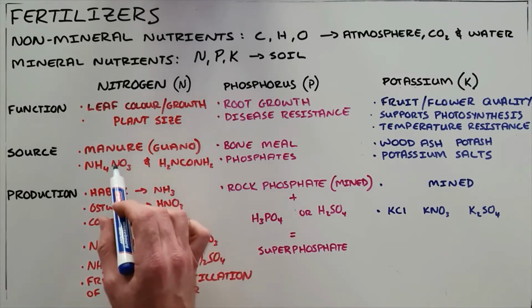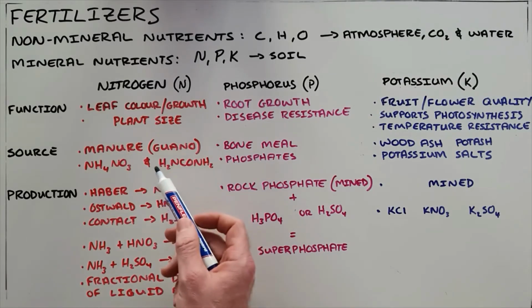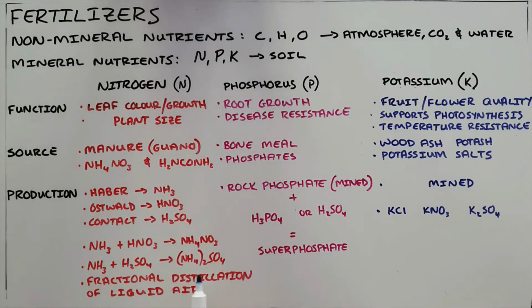Then if we take those products there and we combine ammonia with nitric acid, we would form ammonium nitrate, which is one of the main sources of nitrogen in plants. If we combine the ammonia with sulfuric acid, we would form ammonium sulfate, which is also a very good source of nitrogen for plants. And then another source of nitrogen is fractional distillation of liquid air, where essentially you cool the air down until it becomes liquid, and because nitrogen boils at a very low temperature of -169 degrees Celsius, it will boil first, and you can therefore separate the nitrogen from the other air elements.